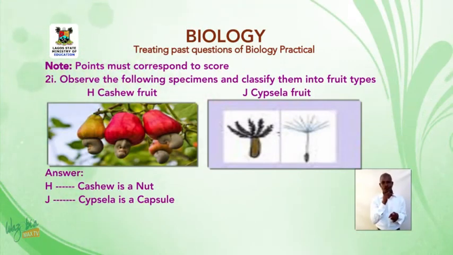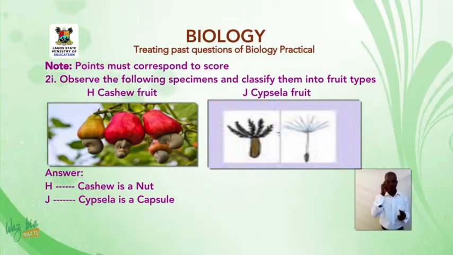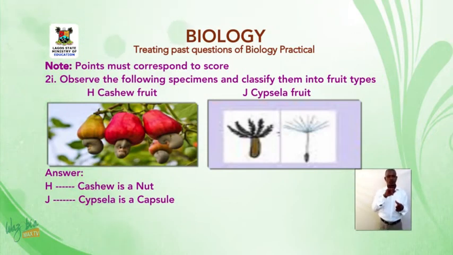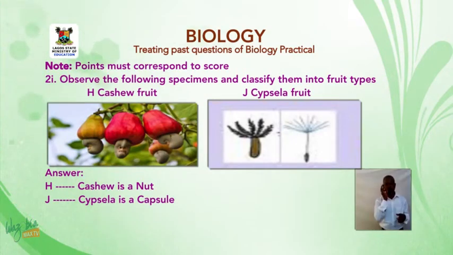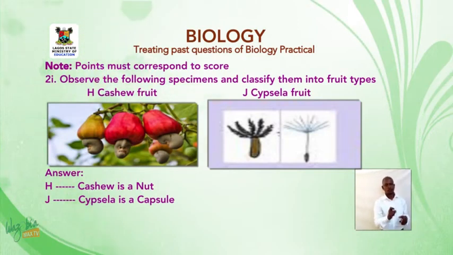H is cashew fruit, and they say we should classify them into the fruit type. Cashew fruit is a nut. When you look at the plant, you can see that it is a nut. Then J is a Sesame fruit and is a capsule. Another question.